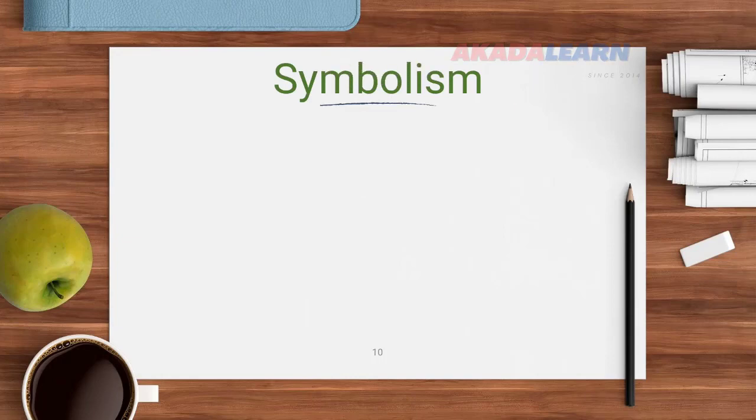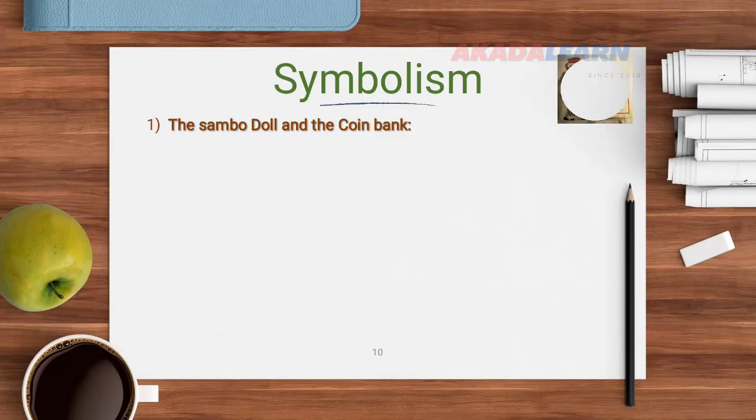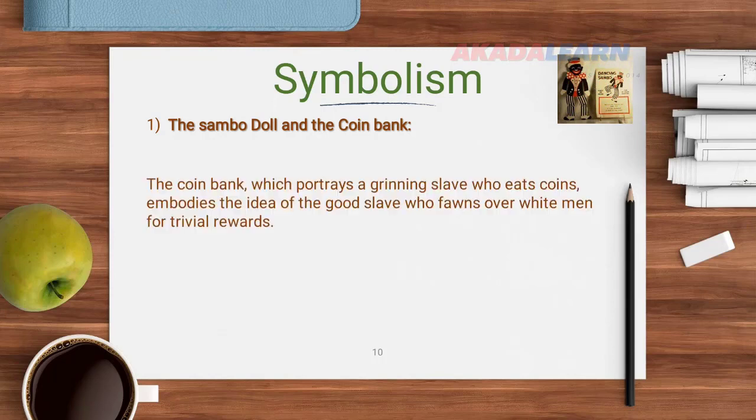We also have the use of symbolism. We see the use of symbols in the book. The book had certain symbols that were very, very important. We see the Sambo doll and the coin bank. The Sambo doll, remember, Tod Clifton was selling the Sambo dolls in the market. It was the narrator that saw him before the police shot him dead. So we can see a picture of what the Sambo doll looks like.